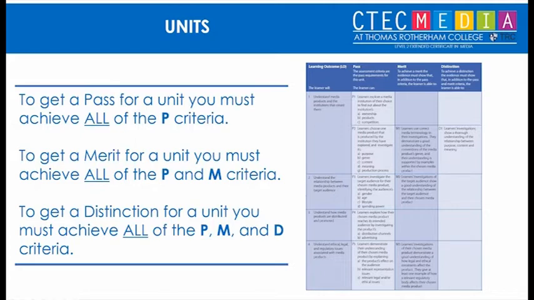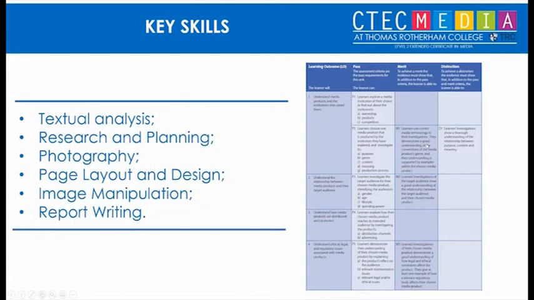Okay, if say for example you get all the P criteria, M1 and M2, you will only get a pass overall because you've not met all the merit criteria. Okay, so you've got to make sure you've got all the criteria first before you can move on to the next highest grade.